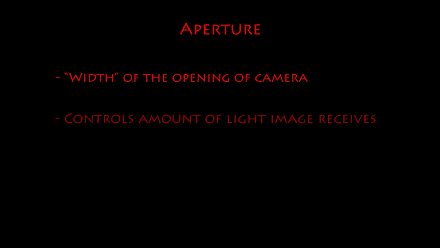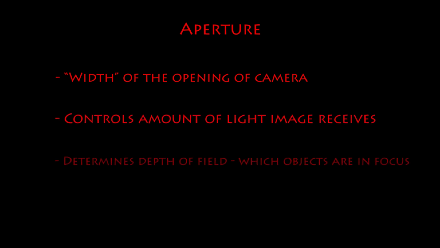Our final piece of the exposure triangle is aperture. This setting determines the width of your camera opening. Measured in f-stop, aperture controls the amount of light an image receives. Lower f-stops mean the camera lens is more open to light. This setting also determines which objects are in focus, a function known as DOF, or depth of field.